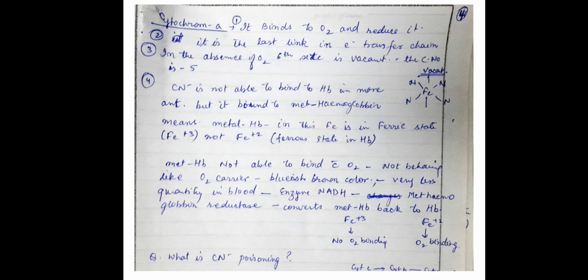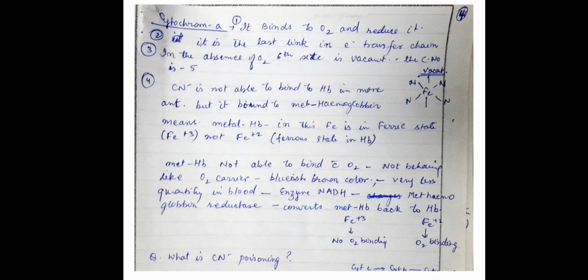Coordination number is 5. Cyanide is not able to bind to hemoglobin in more amount, but it binds to methemoglobin. In methemoglobin, iron is in the ferric state, the +3 state, not the +2 ferrous state. So the cyanide is attached to the +3 state.